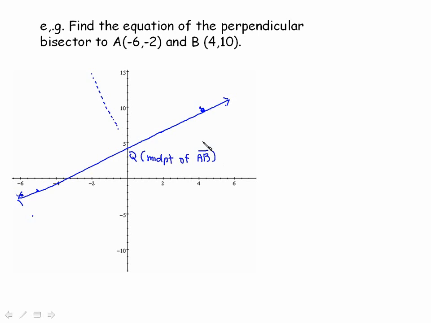And you see, that's what it's all about. If we want to get the equation of the perpendicular bisector, we've got to be aware that we need a point on our new line. So therefore, we get point Q by using the midpoint formula.